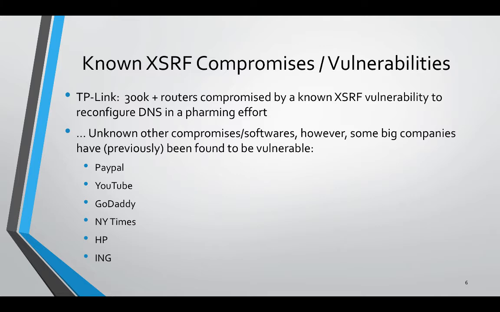Other companies and software have reported being affected by cross-site request forgery vulnerabilities, and there's stuff that we all probably use on a regular basis. I think generally speaking, they get addressed once they've been identified. But companies like PayPal, YouTube, GoDaddy, HP Inc., the New York Times, all of these different companies have actually been affected by cross-site request forgery, XSRF, vulnerabilities. So they crop up and frankly, it's really just due to poor programming practices.